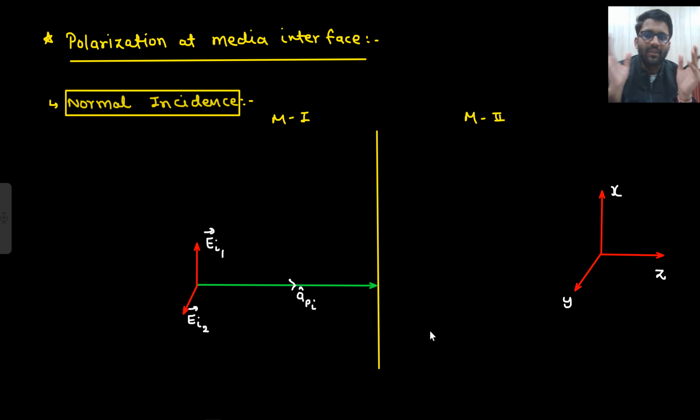Yeah, so let's start our chapter. In this chapter, we need to study the polarization at media interface. What do I mean by that? Let's say this is my boundary plane. This wave is coming. Now this wave will be reflected back and some part will be transmitted.